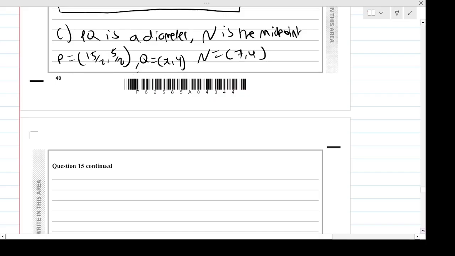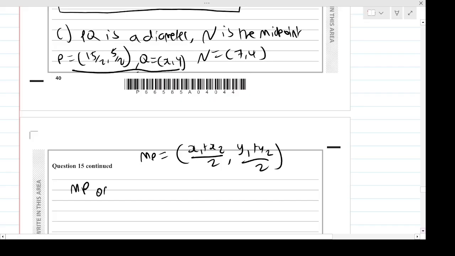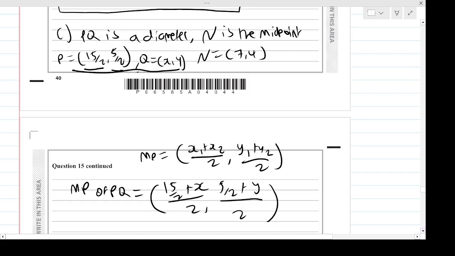How do we work out a midpoint? Midpoint is the two x's added together, divide by 2, and the two y's added together, divide by 2. So in this case, the midpoint of PQ: 15 over 2 for P, add x for Q, divide by 2. And then for y, 5 over 2 from P, and then y for Q. We don't know what y is, but y over 2. And that's the midpoint, but we also know N is the midpoint, so that equals 7, 4.